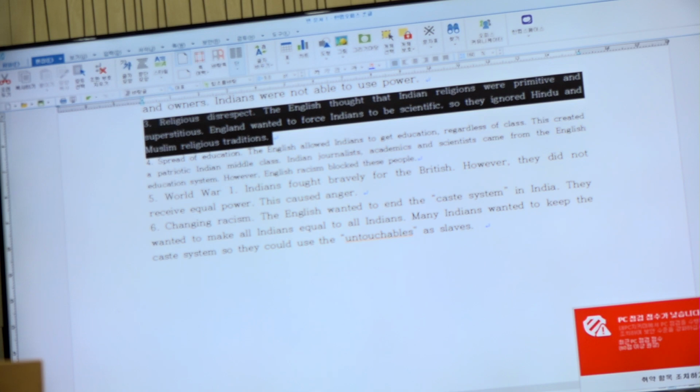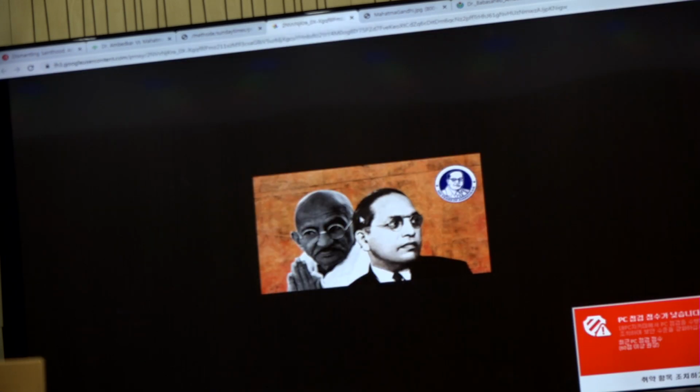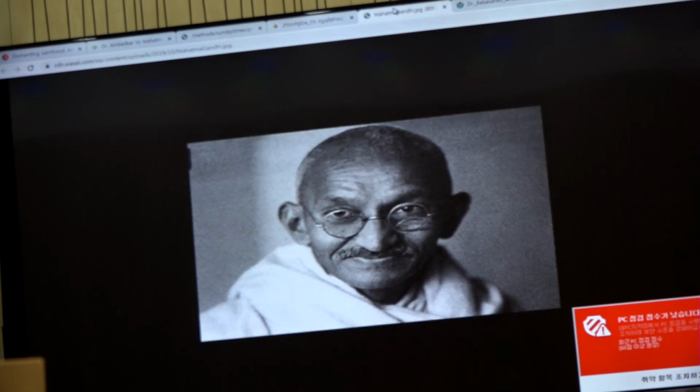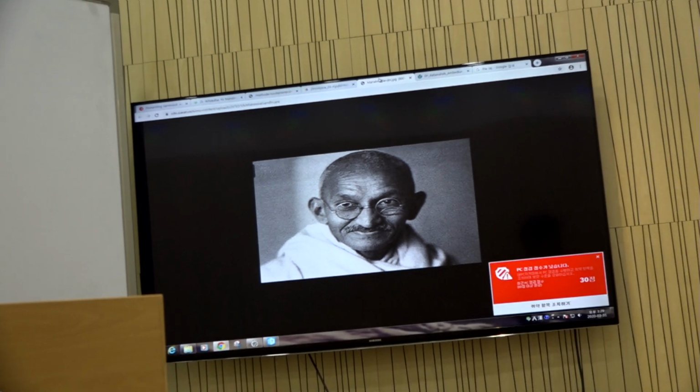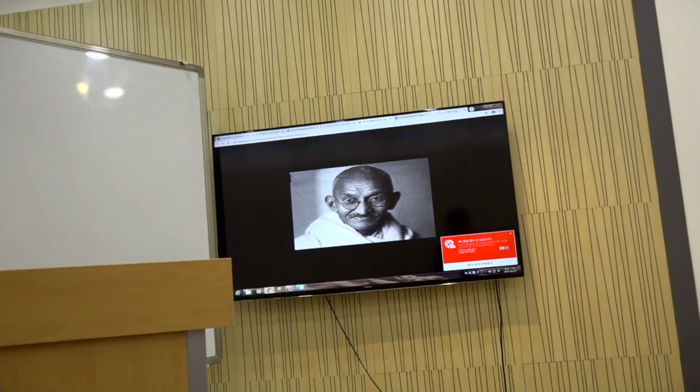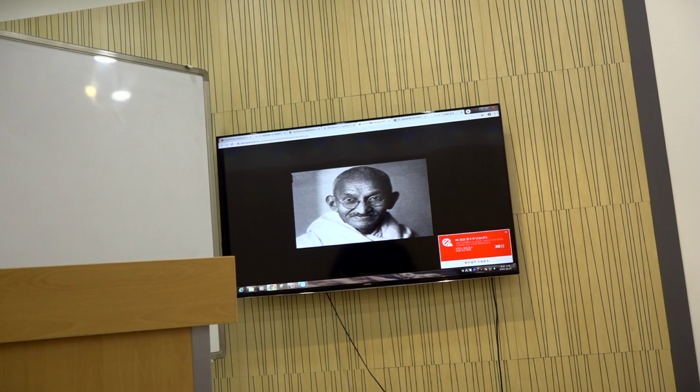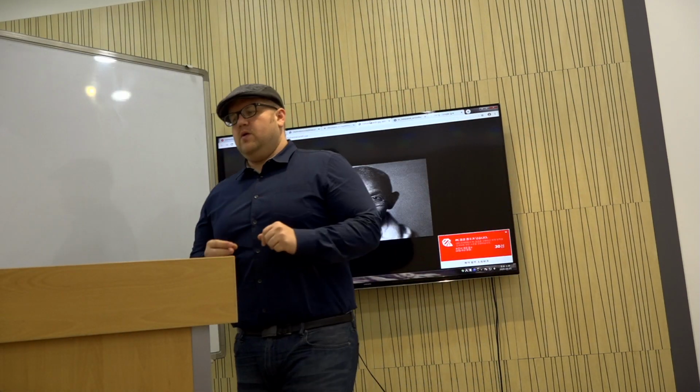Okay? And I'm bringing this up because this is going to be your homework, guys. I want to introduce two people to you. This is Gandhi, Mahatma Gandhi, and this is Bhimrao Ambedkar. We'll start with Gandhi. Gandhi was a traditional Hindu. And he believed that Indian people deserved equal power to the English.